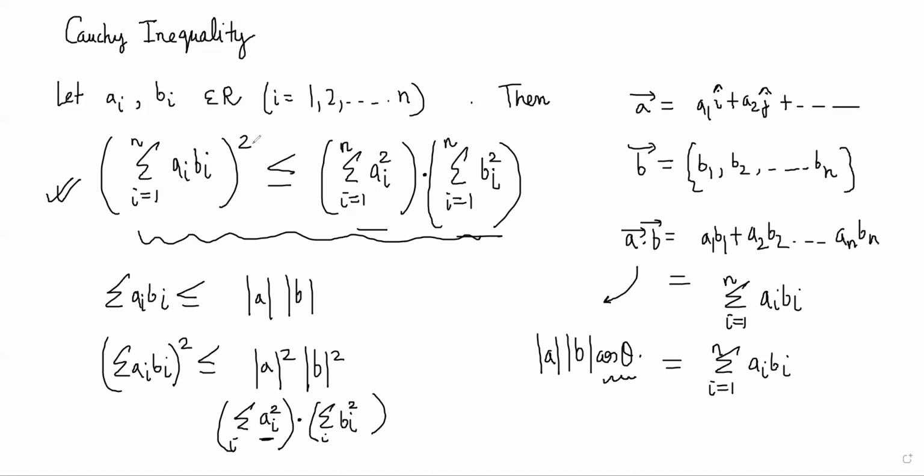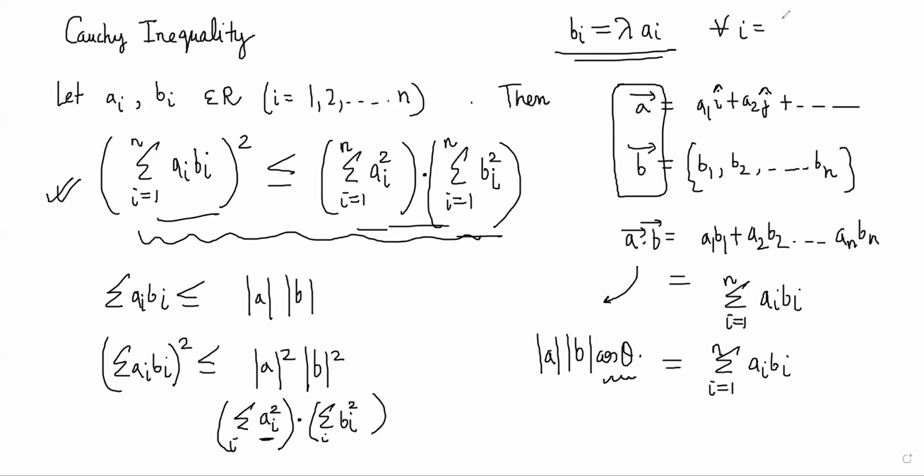So here, when is the left-hand side equal to the RHS? When are they equal? That happens when the vectors A and B are parallel to each other, or when every component bi is lambda times ai, for all i goes from 1 to n, where lambda is a real number. So when the vectors are parallel to each other, when this is satisfied, you will have the equality case in Cauchy's inequality, right?